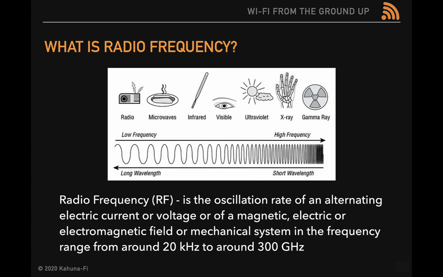Radio frequency, or RF, is the oscillation rate of an alternating electric current or voltage, or of a magnetic, electric, or electromagnetic field or mechanical system in the frequency range from around 20 kilohertz to around 300 gigahertz. Now this is a mouthful. Basically, radio frequency is electromagnetic energy that falls within a specific area or frequency within the electromagnetic spectrum. I know, so far it's all clear as mud.